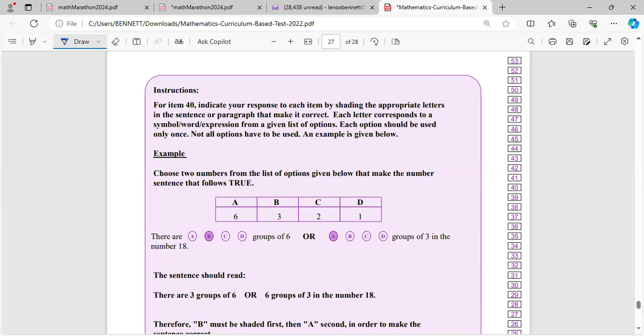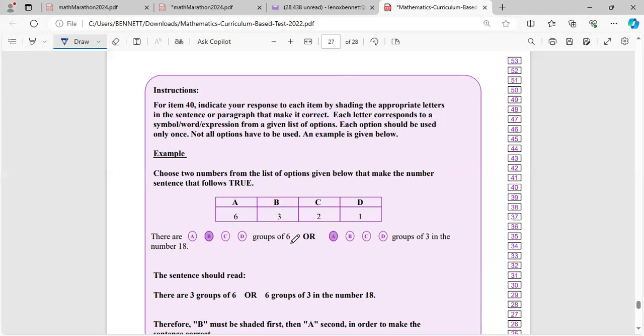There are A, which is 6 groups of 6. I don't even know what this is saying. Sir, when it says there are A groups of 6 in the number 18. So basically, they must say there are 6 groups of 6. But something is not right with this one.